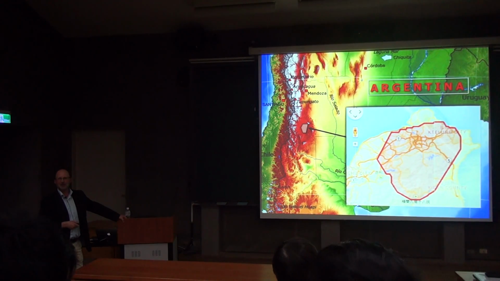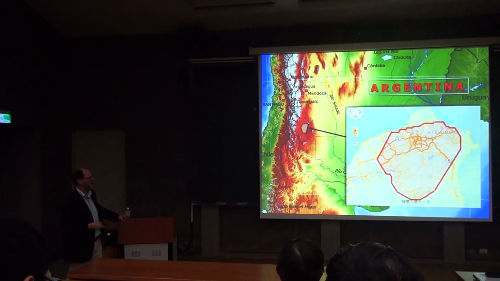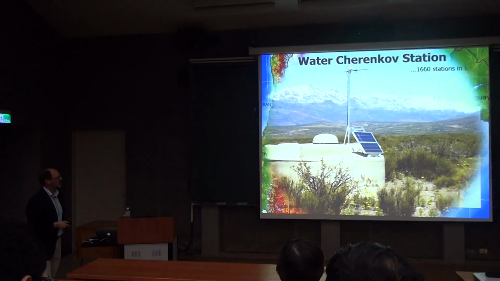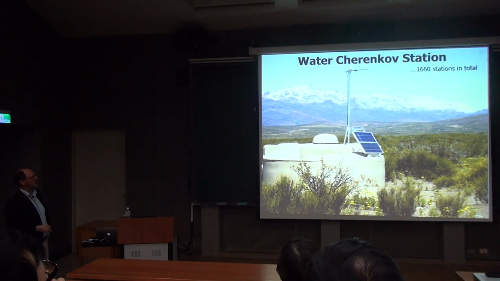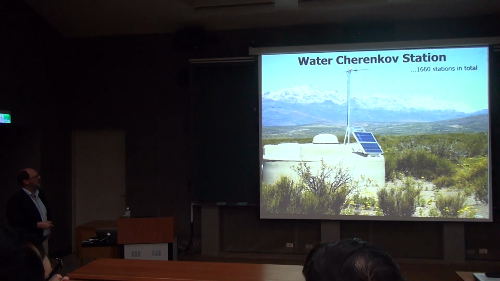There are no paved roads. I mean, you have to go through a desert-like, pampa-like terrain. Okay, so that's to give you an experience. This is how a detector looks like. You see the Andes in the background.